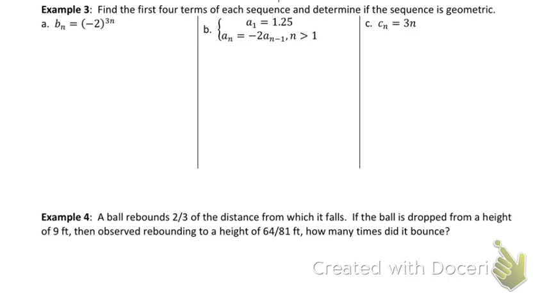Well, like I said before, if you see a number, so I have negative 2 to the 3n. Since 3n is in my exponent, it has to be geometric. So I already know before even going into it that it is in fact geometric. But let's go ahead and do at least the first couple. So b sub 1 would equal negative 2 to the 3 times 1, which would equal, well, it's negative to a third power, so it must be negative. And it's going to be negative 8.